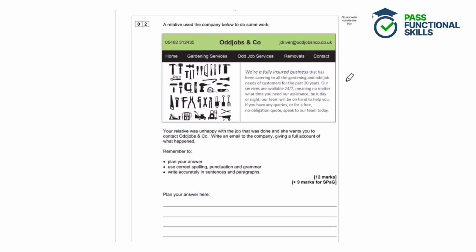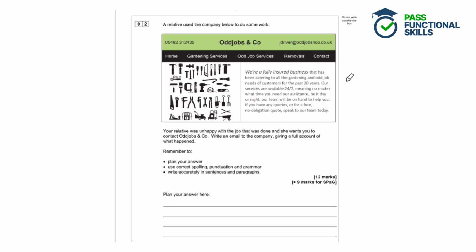And it says, we're a fully insured business that has been catering to all the gardening and odd job needs of customers for the past 20 years. Our services are available 24/7, meaning no matter what time you need our assistance, be it day or night, our team will be on hand to help you. If you have any queries or for a free, no obligation quote, speak to our team today.